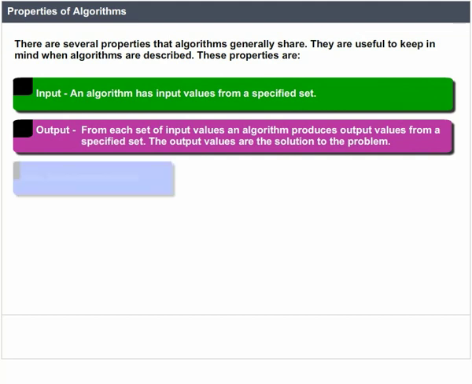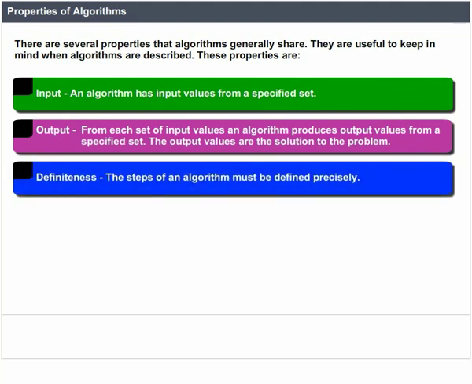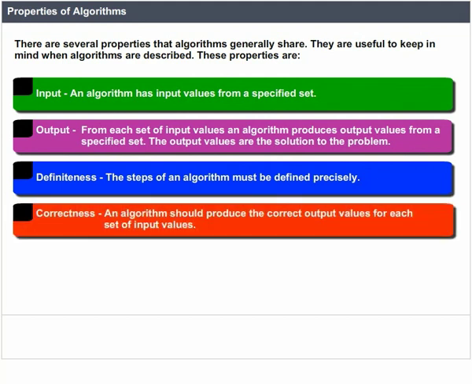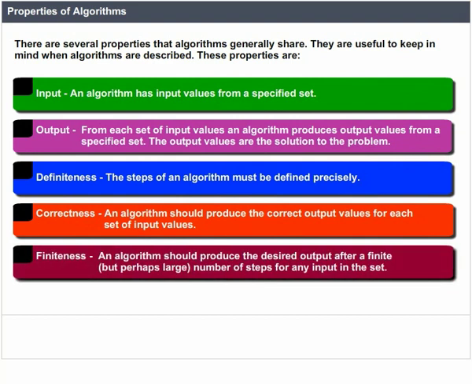Definiteness. The steps of an algorithm must be defined precisely. Correctness. An algorithm should produce the correct output values for each set of input values. Finiteness. An algorithm should produce the desired output after a finite, but perhaps large, number of steps for any input in the set.